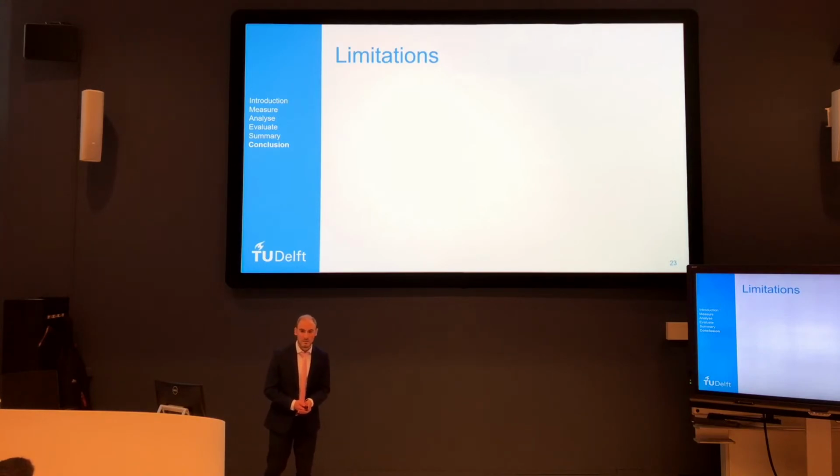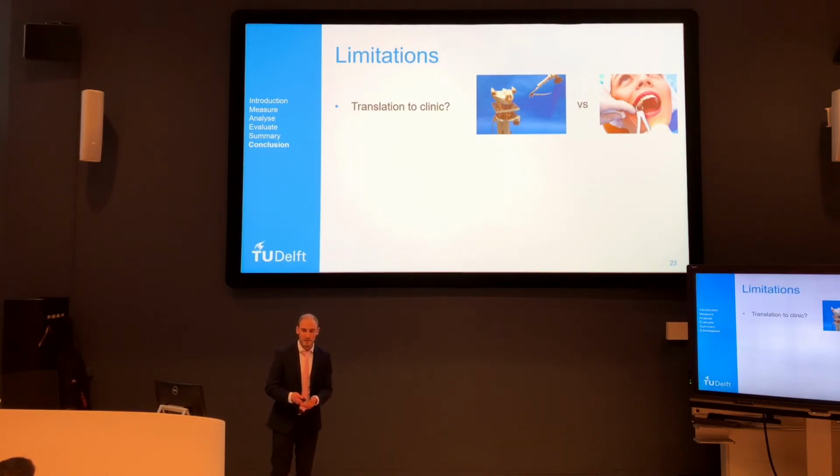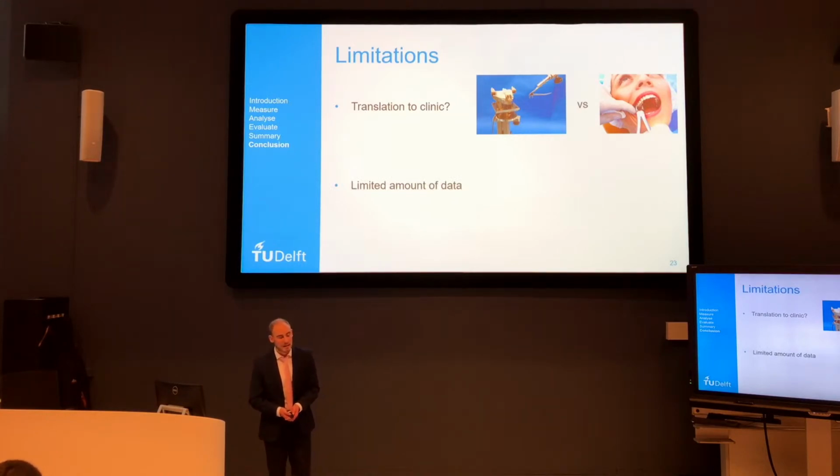So there are certainly some limitations to this study, and the main limitation is that we don't know how our in vitro measurements, so on non-living organisms, are translating to the clinic. So we don't know what the influence of the robot is, but we also don't know how the jaws represent real jaws. And next to that, we still have a limited amount of data. We were able to show some nice prediction results, but still this is quite a limited data set.